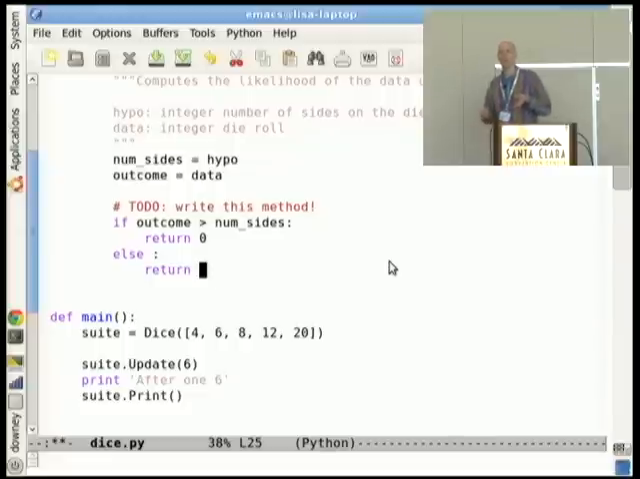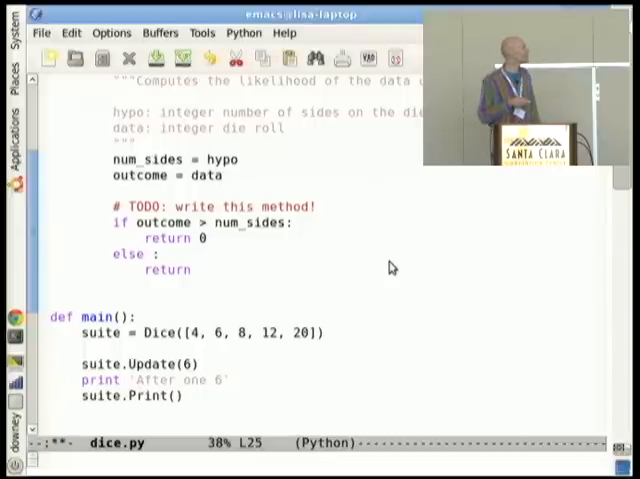So let me do the first half of this. If you're working productively and you don't want to listen to me, that's fine. If you're stuck, this might help get you unstuck. So the first piece: if the outcome that I got is more than the number of sides on the die, well, the likelihood of that is 0. So that one's easy.